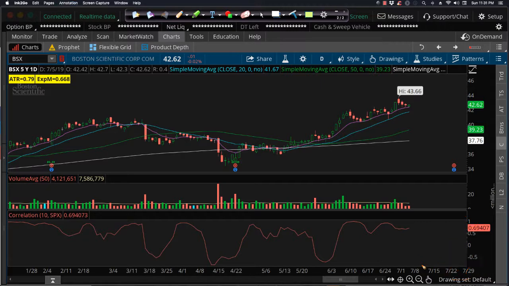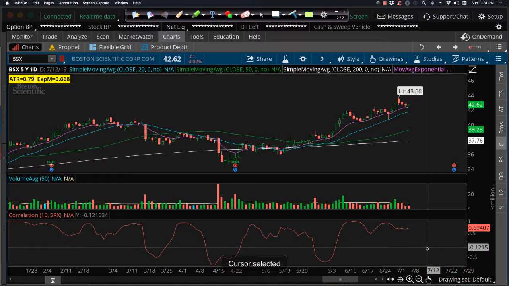And I'm going to put my crosshair here at 0. And I want you to notice how the data is primarily above 0, indicating a positive correlation. Again, currently it's showing a positive 0.69, so it's highly correlated with the broad market.